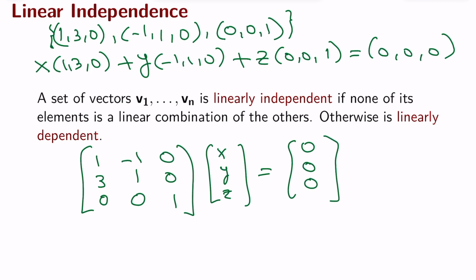So all we have to do is find out if this system has infinitely many solutions or has a unique solution. Well, we have seen before that the system has a unique solution if and only if the determinant of this system is not zero. So let's find out what the determinant of this system is.